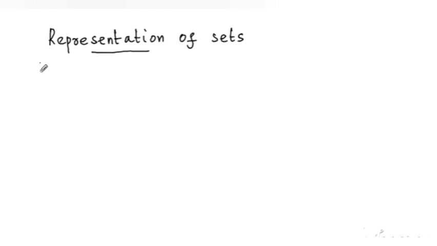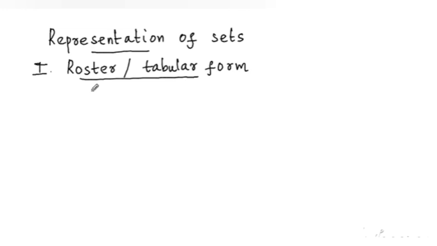There are two ways to represent a set. The first way to represent sets is using roster form or tabular form. In order to write the set in roster form, we first list the elements of that set. Then they are separated by commas, and you can see they are enclosed within braces. This bracket is called braces.